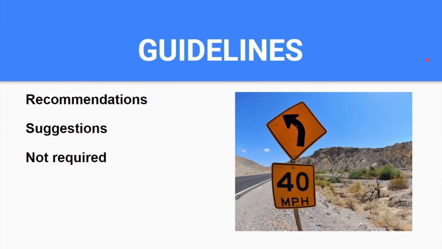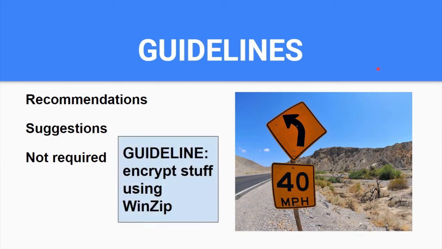The best way to think of this would be a road sign that you see. I think this is worldwide, but mostly here in the U.S., you see these orange signs that say 40 miles an hour. Those are not actually legal standards. That's a guideline. It's a warning saying you should go 40 miles an hour around this corner, but it's not required. You're not going to get pulled over if you go above that. If we further the encryption line of thought into a guideline, our guideline would say, encrypt stuff using WinZip. Of course, you don't have to use WinZip. That's just one piece of software that you can use to encrypt things. You can also use 7-Zip, or a number of other software that are out there to encrypt something.